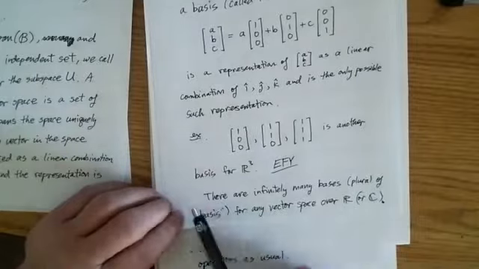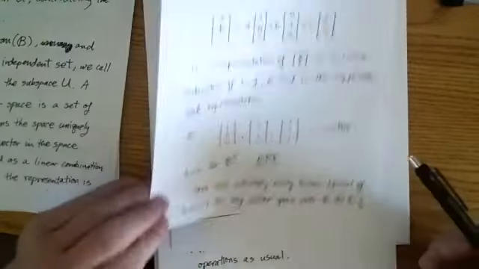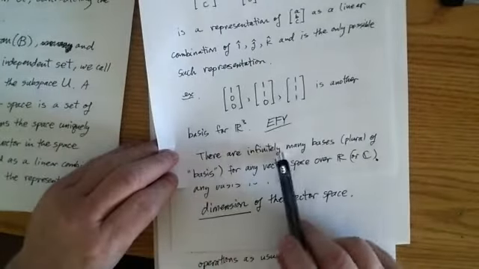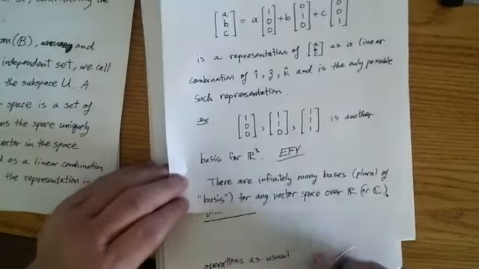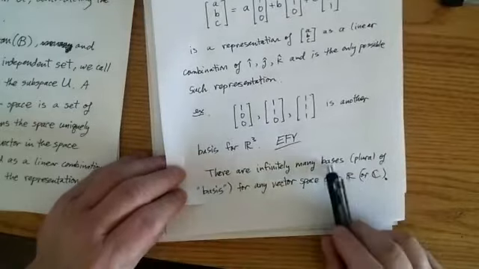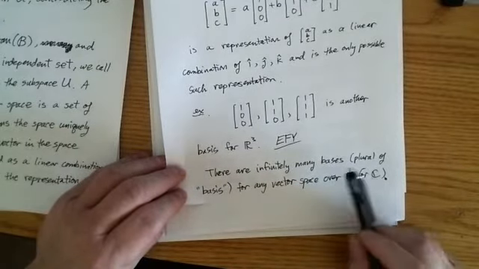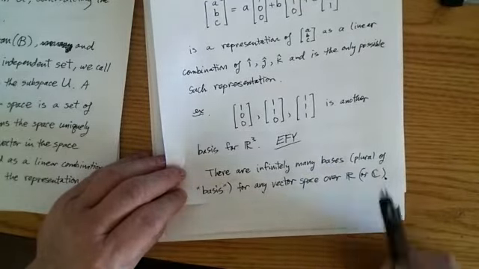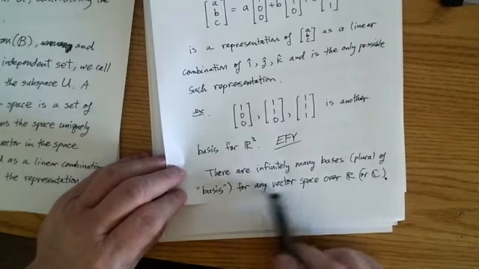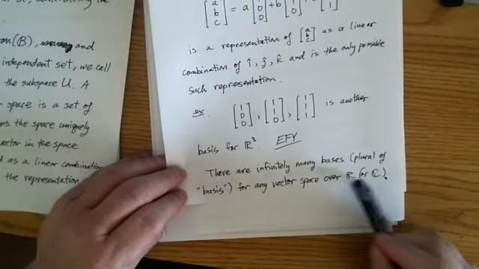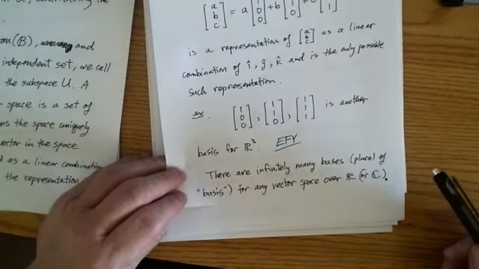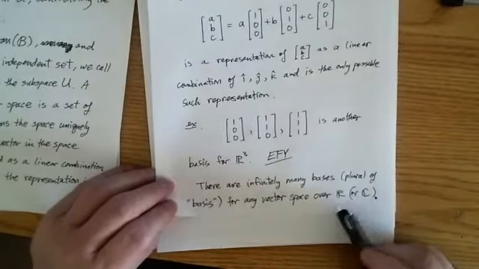And in fact, let's just mention this, and you'll see why this is true later, in just a minute. There are infinitely many bases. That's the plural of basis, is bases. Plural of basis for any vector space. So there's infinitely many bases for any vector space over R or C. There are finite fields, but that is not something we've talked about. So our vector spaces are always over the reals or complex numbers.